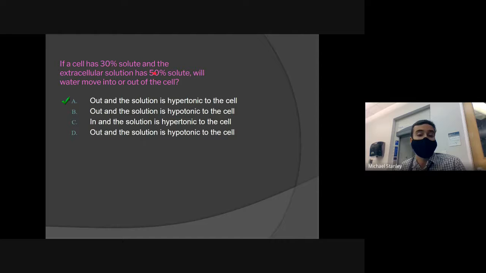So the outside is hypertonic, because hyper means more solute. The outside is 50%, the inside is 30%. So the extracellular solution, the outside solution, is hypertonic. It has more solute, so that means it has less water, which is why the water is going to move out of the cell and into the hypertonic solution. The cell is naturally going to lose water if it's put in this situation.